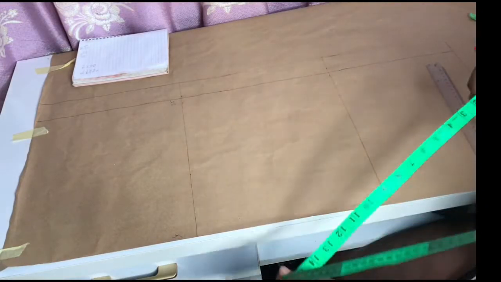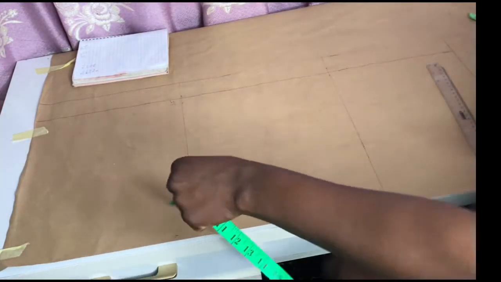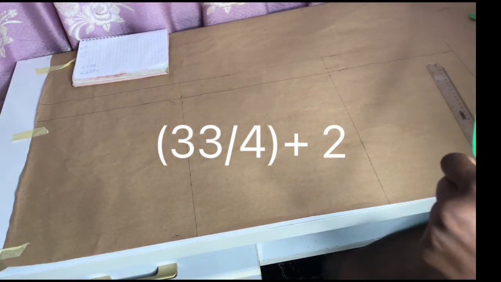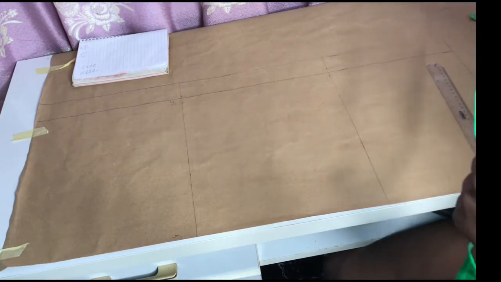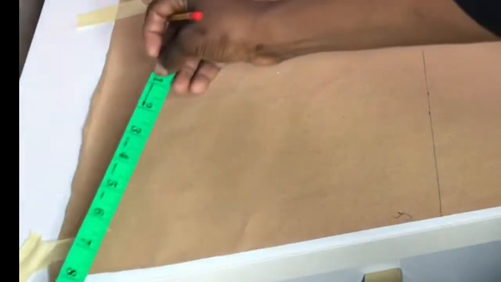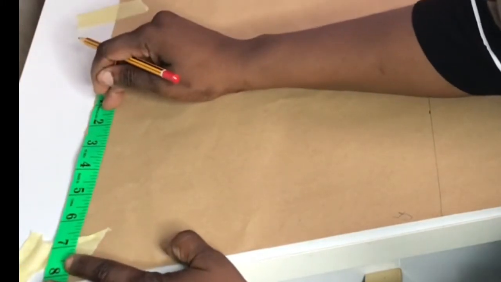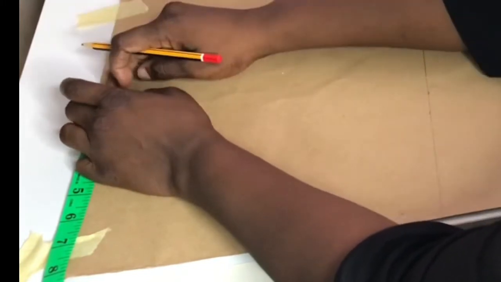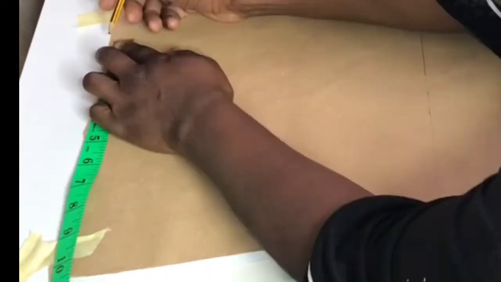So from the waistline, you mark your waist circumference, which for me is 33. I'll divide it by 4. 33 divided by 4 is 8.25. I'll mark it here. I'll add my sewing allowance plus 2.